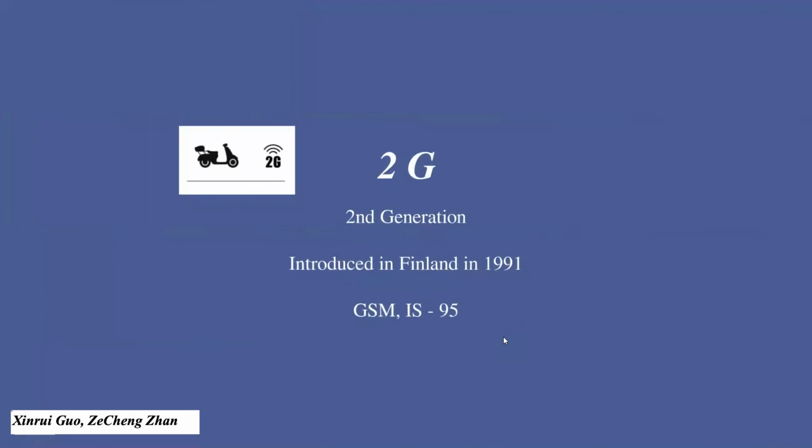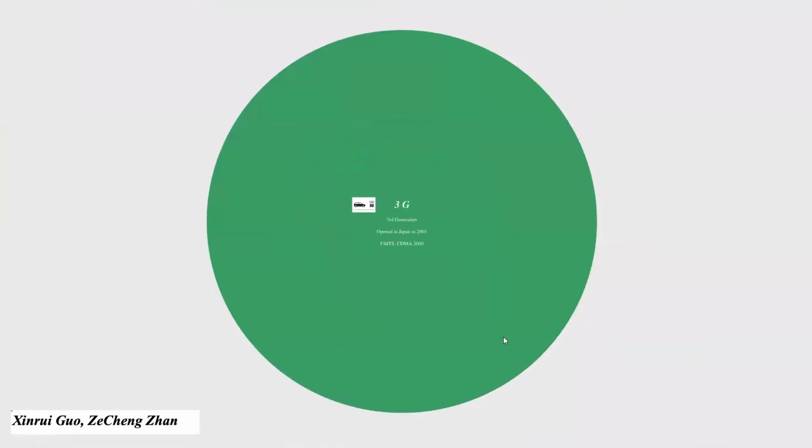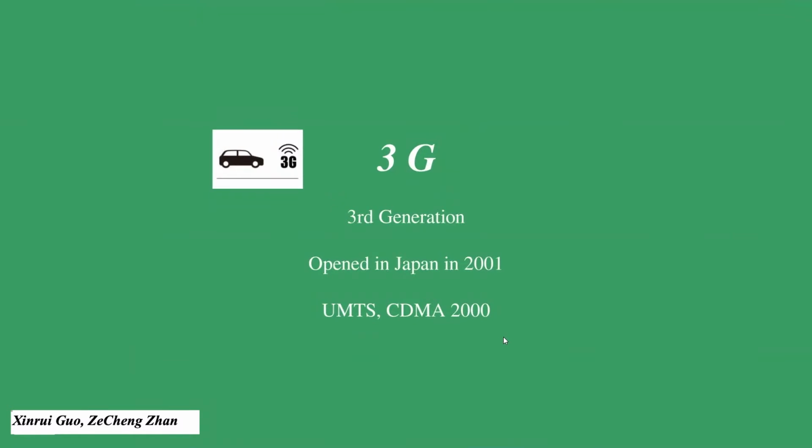2G is the second generation we got. It was introduced in Finland in 1991. The main technology it used are the Global System for Mobile Communications and the Interim Standard 95. 3G is the third generation that came out, which opened in Japan in 2001. It used the Universal Mobile Telecommunications System and Code Division Multiple Access 2000.